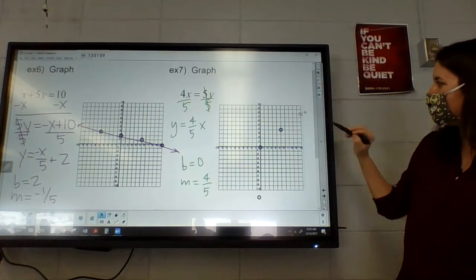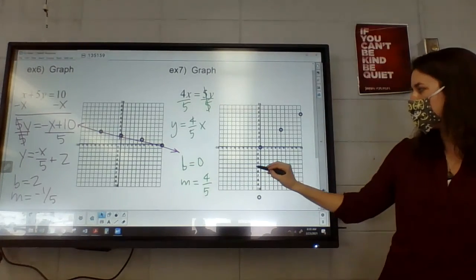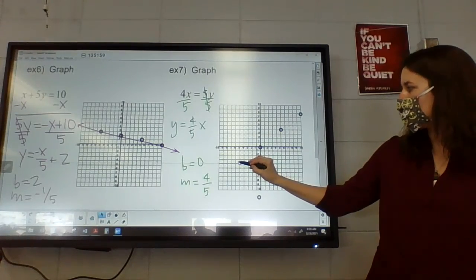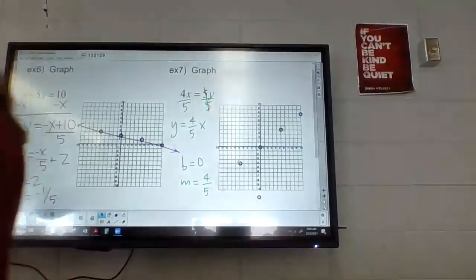So up 4 and over 5. Up 4/5. And then again, I can go down 4, back 5 as well, to kind of get a good vision of what this whole line looks like.